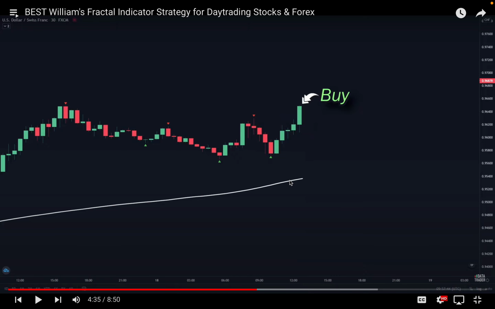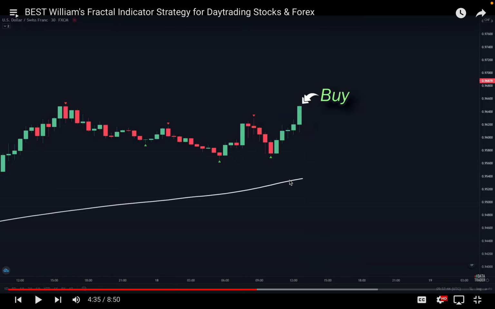Hello and welcome. So I found this video on a trading strategy from Daytrader covering an EMA in combination with the Williams Fractal indicator as a breakout strategy, and I thought it would be interesting to replicate or backtest this strategy in Python. In a nutshell, how do Williams Fractals work?